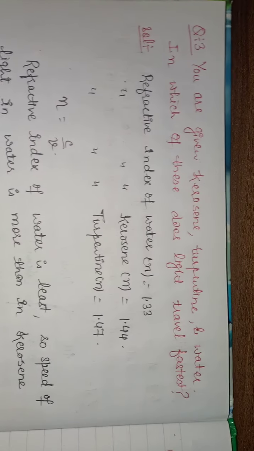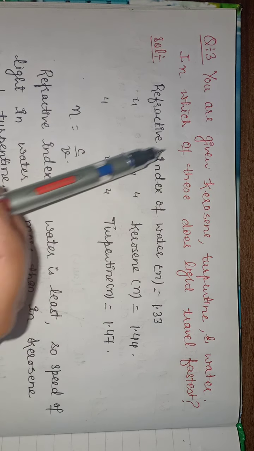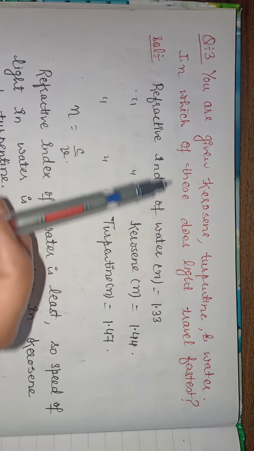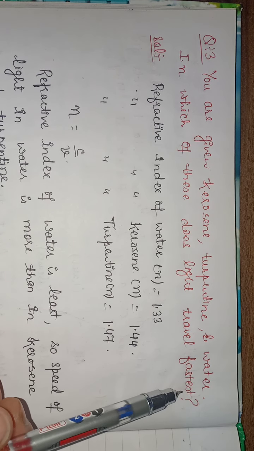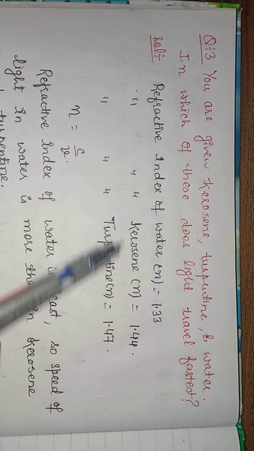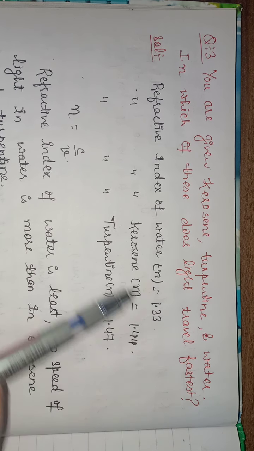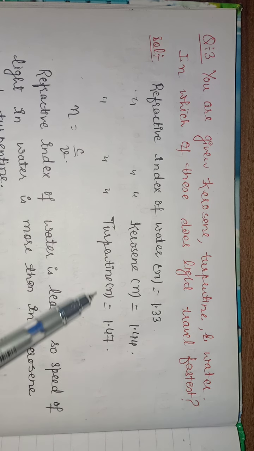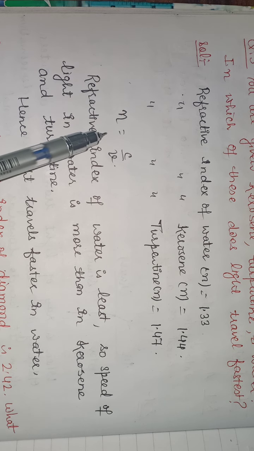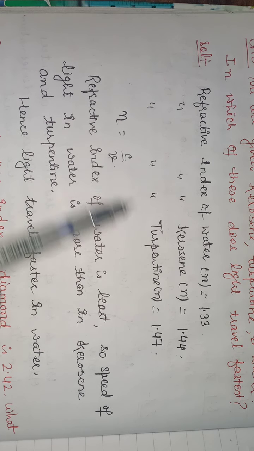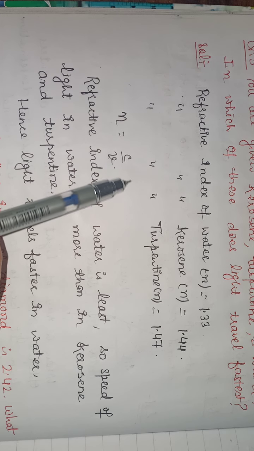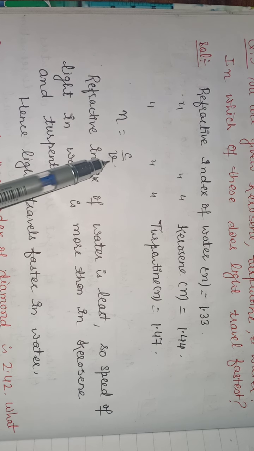Now the third question of your blueprint: you are given three types of medium, kerosene, turpentine and water. In which of these does light travel fastest? So what are the things given to you? Three refractive indices are given: water is 1.33, kerosene is 1.44 and turpentine oil is 1.47. Now we have to compare the speed in these media. The refractive index is equal to the speed of light in vacuum or air, which is the same, divided by the speed in the medium, which changes.